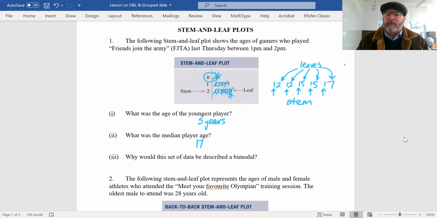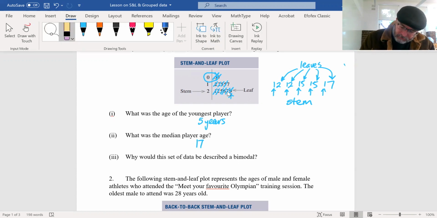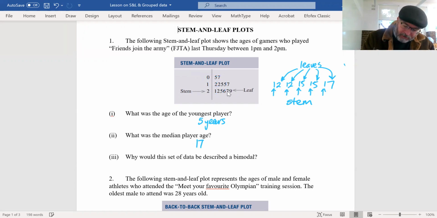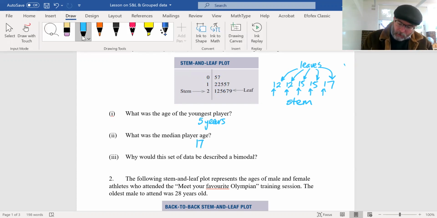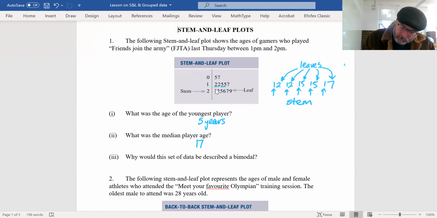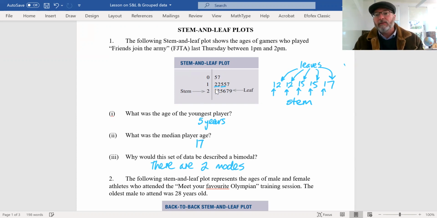Why would this set of data be described as bimodal? Well, I'll just erase stuff out here so you can see the data a bit better. Why would it be described as bimodal? Because there's 2 modes. Bi means 2. A bicycle has got 2 wheels. A tricycle's got 3. There's 2 modes. They are 12 and also 15, because there's a 12, a 12, a 15, a 15. But they're the most common scores.